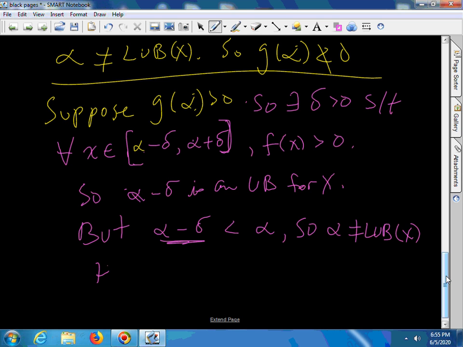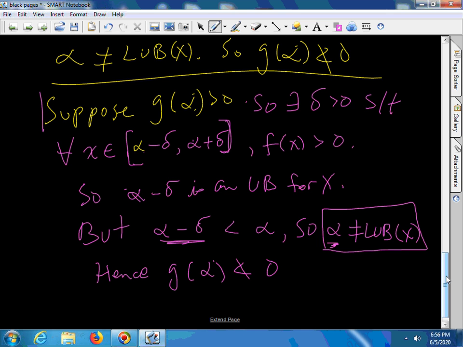Okay, hence, the only reason we found a contradiction to alpha being the least upper bound for X is because it is. Alpha is the least upper bound, because every bounded non-empty set has a least upper bound. Hence, what we supposed, that g of alpha is less than 0, well, it isn't true.